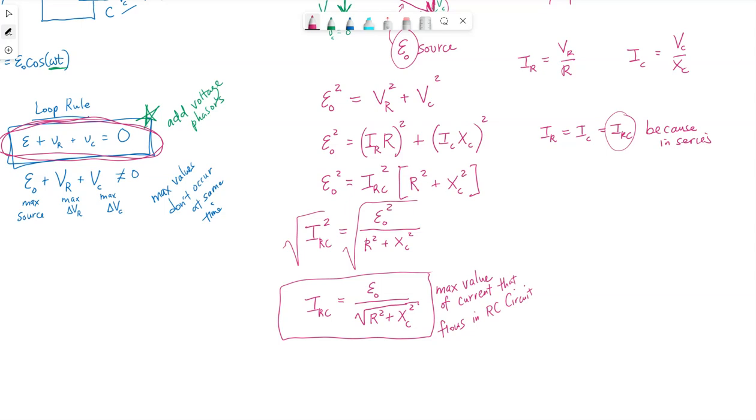The peak value depends upon the max source voltage, and it depends upon the resistor value and the XC value. XC is the capacitive reactance, which is 1 over omega C. We have that in the test notes.